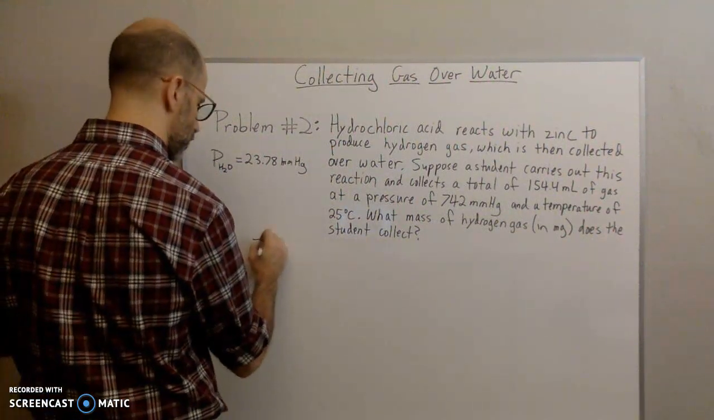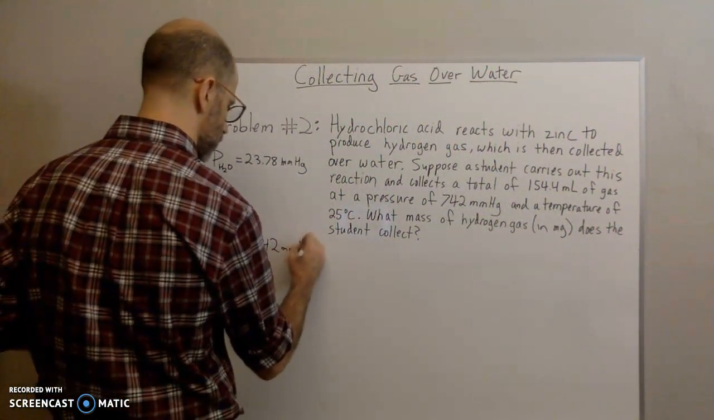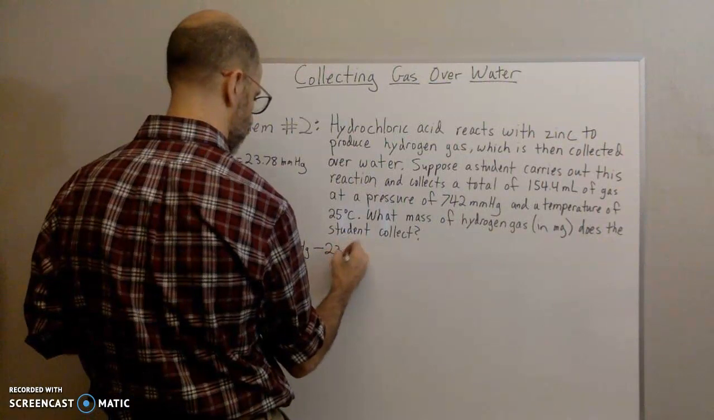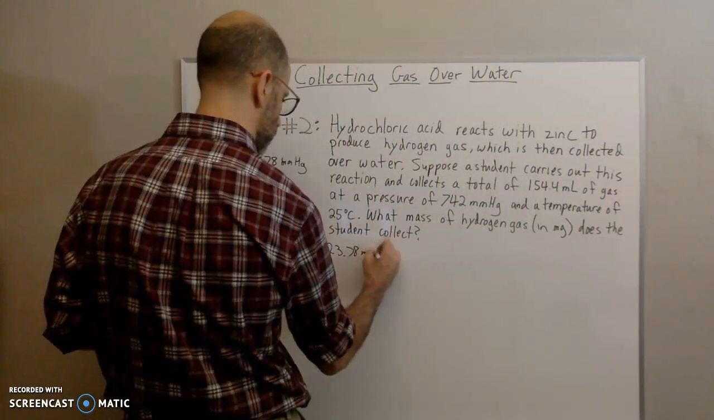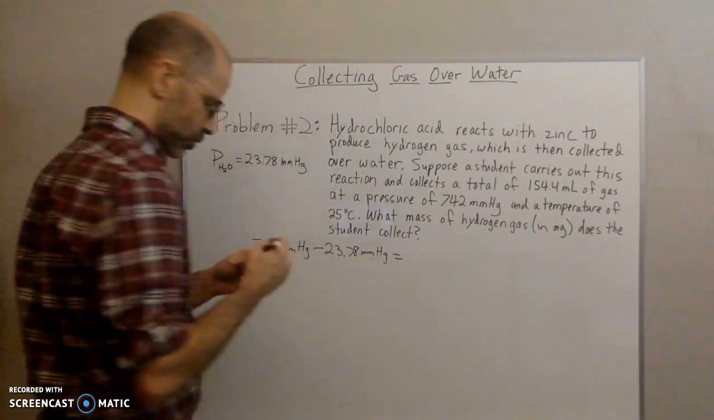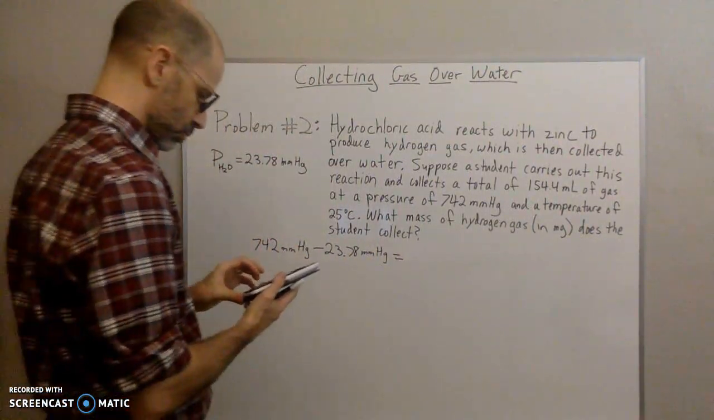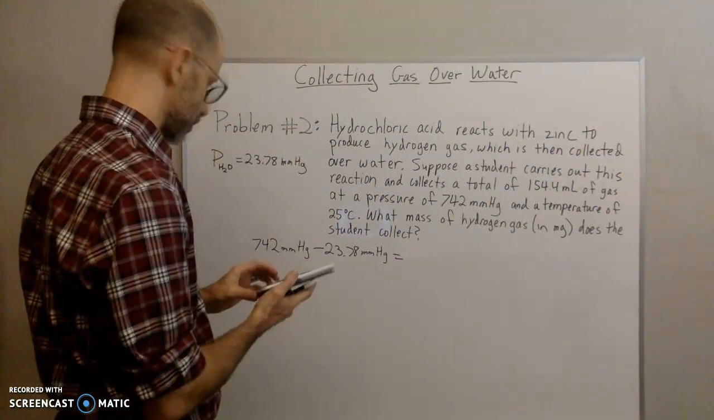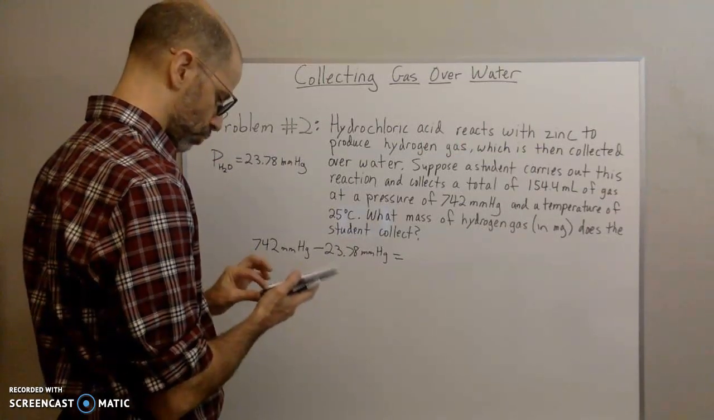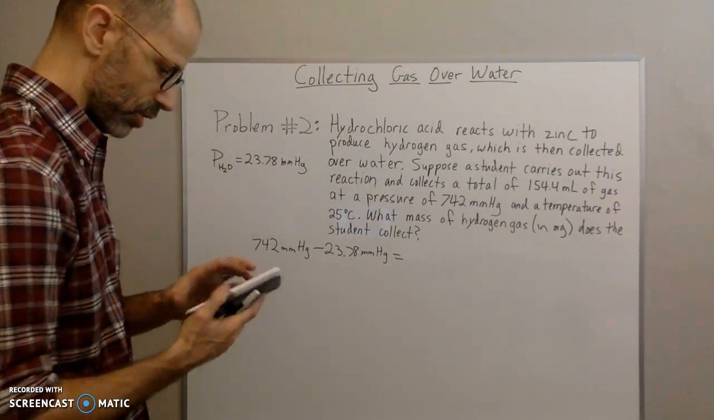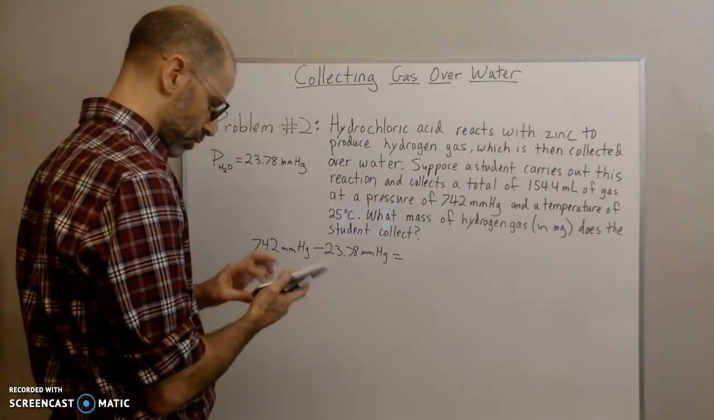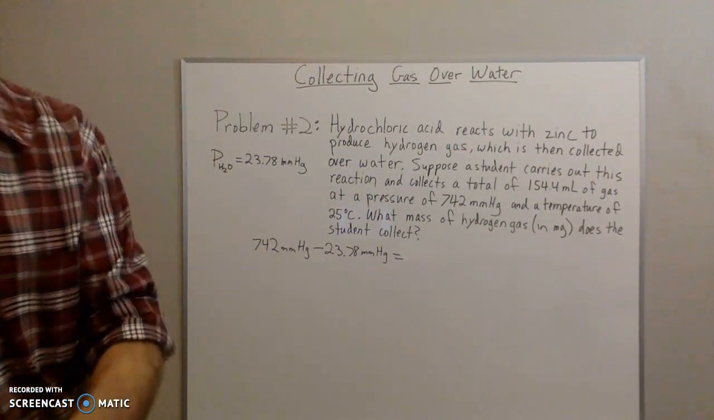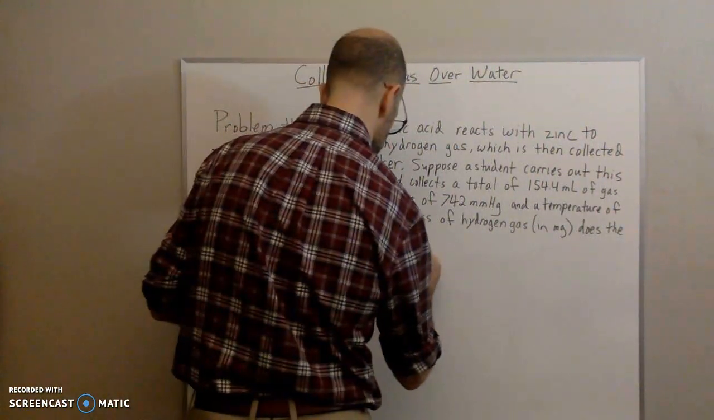We take the 742 millimeters of mercury and subtract out the water vapor, 23.78 millimeters of mercury. I forgot to turn on the calculator. 742 minus 23.78 equals 718.22.